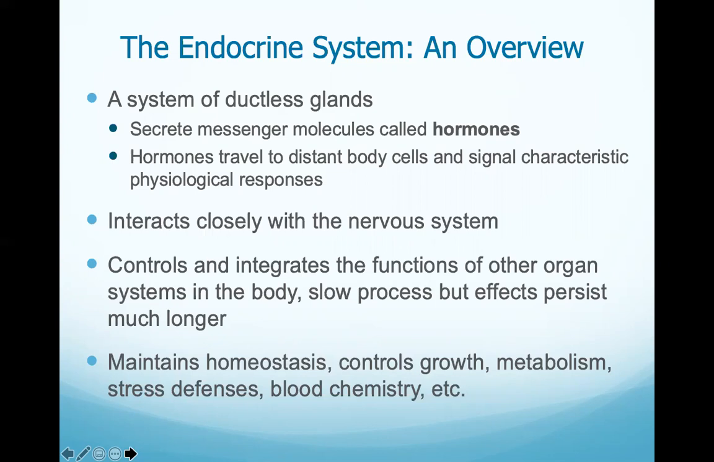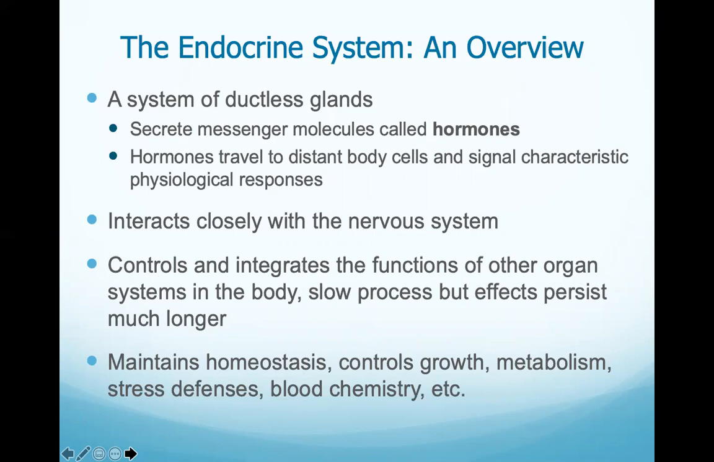Now, some of the main functions that the endocrine system does is maintaining your homeostasis, which is basically maintaining your internal environment. It does help with controlling your growth. We'll talk about your growth hormone in that sense and some of the other hormones that are involved in the process. Metabolism is a big one that is associated with your thyroid hormone, and stress defense, when your body is dealing with some sort of physiological or emotional stress.